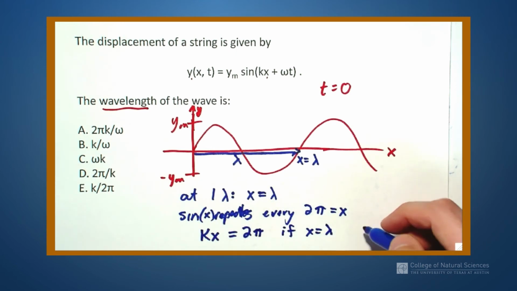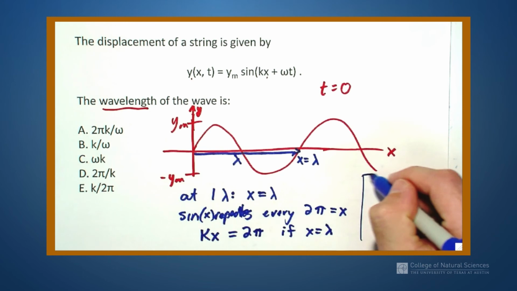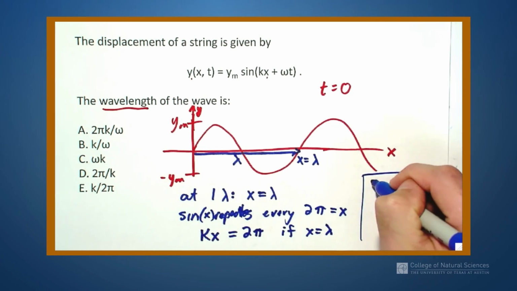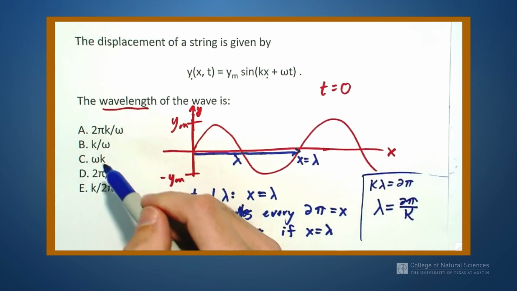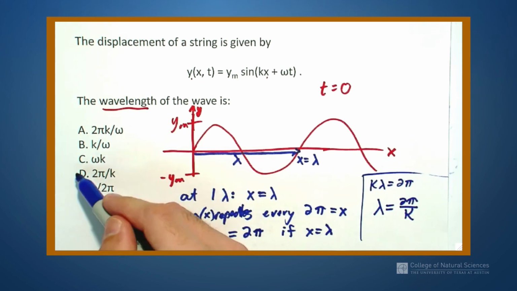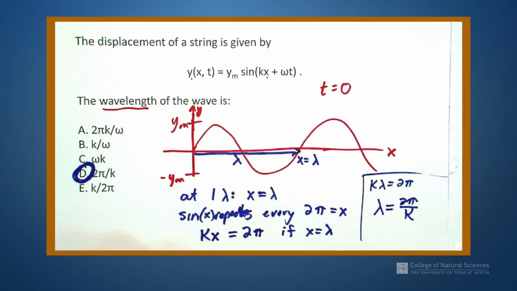So if I substitute this in, I get k times lambda is equal to 2 pi, or lambda is equal to 2 pi over k. So lambda is equal to 2 pi over k. The answer choice that I have marked down, D, is the right answer. So all I had to do is figure out when the sine function repeats itself. It's when the argument is equal to 2 pi, and our argument repeats itself every wavelength.